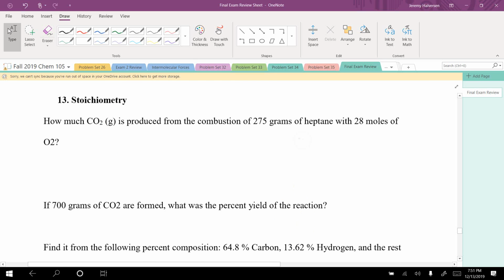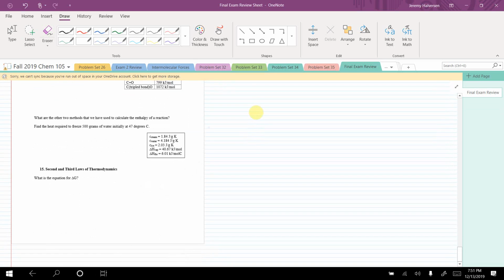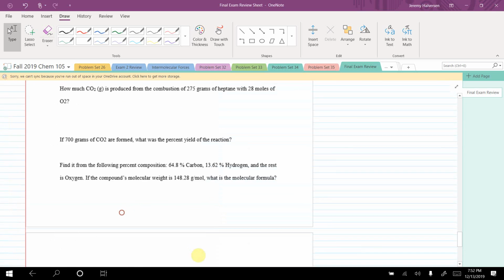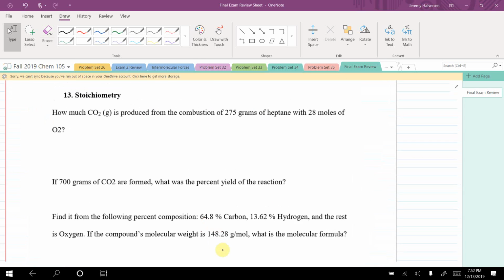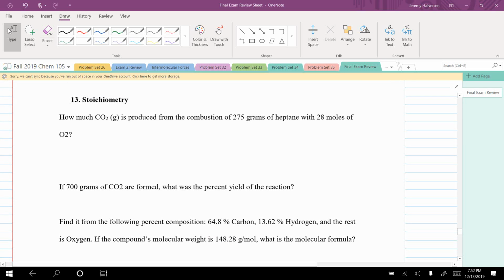Stoichiometry. Oh, we're actually almost done. Okay. Do you guys want to work on these alone or just together? Okay. So, how much CO2 is produced in the combustion of 275 grams of heptane, 28 moles of O2?